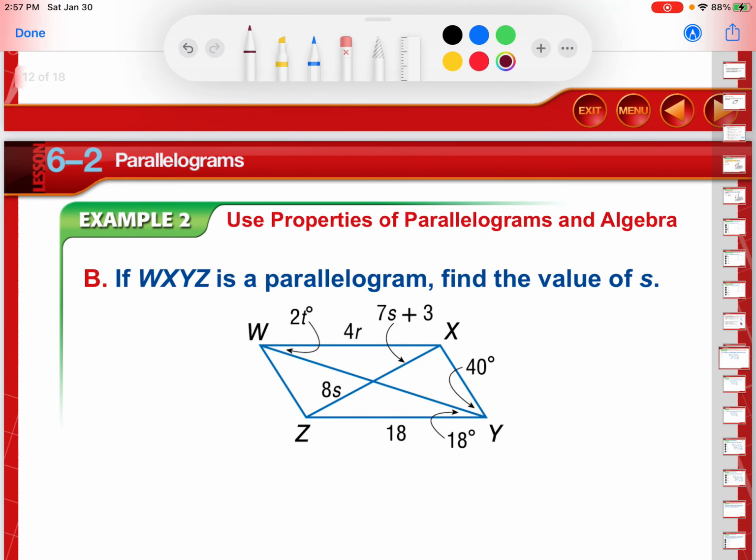Same parallelogram. Now they would like us to find the value of S. So we know 8S, or this half of the diagonal, and we know Z to this middle point and this middle point to X are congruent. So we could say 7S plus 3 equals 8S. Therefore, S would equal 3.